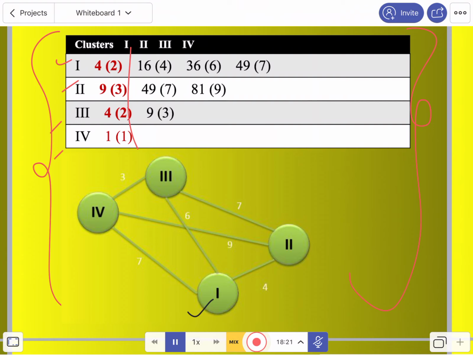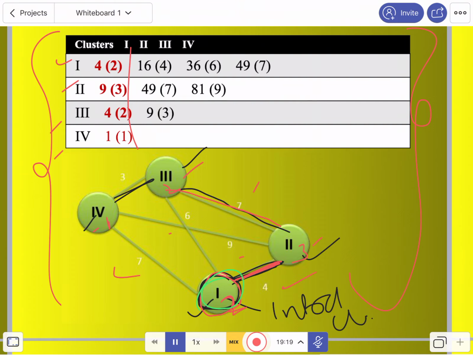So the intra-cluster value of cluster 1 is 2, for cluster 2 it is 3, for the third it is 2, and for the fourth it is 1. These are the intra-cluster values. The distance between two clusters: 1 with 2 is 4, 2 with 3 is 7, 2 with 4 is 6, 3 with 1 is 6, and 1 with 4 is 7. So we already know the square root of the average intra and intercluster values. These square values are used for the construction of the cluster diagram.